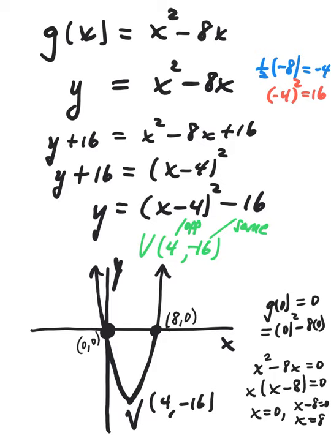And then one other vocab is called the axis of symmetry. It is the x value of your vertex. The axis of symmetry for this problem is x equals 4. It's the vertical line that cuts your graph exactly in half down the middle.